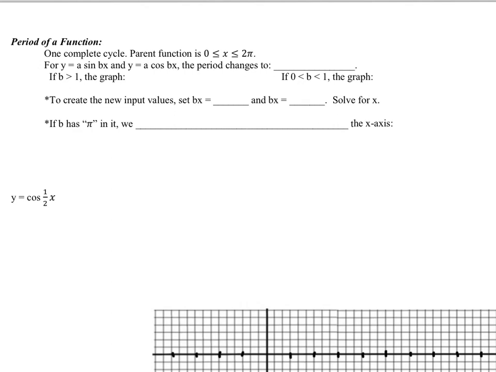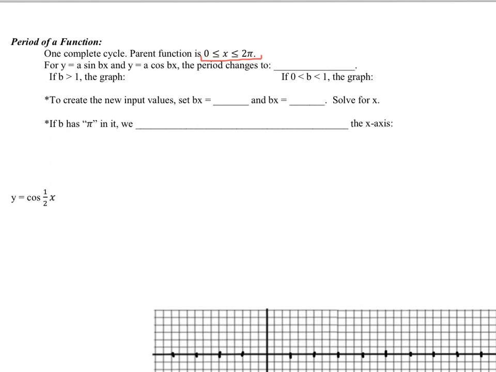The second part of the 6.4 Day 2 video lesson has us performing a different type of transformation on the sine and cosine function. The period of a function is defined as one complete cycle, kind of like one loop around our unit circle. That's why when we create the parent function for both sine and cosine, our table for x goes from 0 to 2 pi.